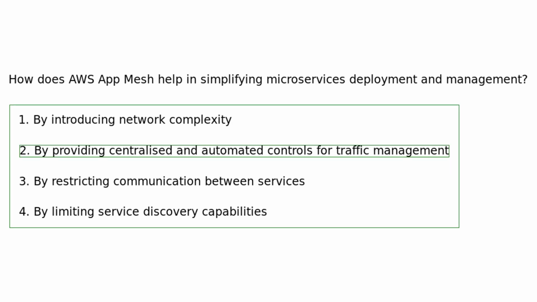AWS App Mesh helps in simplifying microservices deployment and management by providing centralized and automated controls for traffic management, reducing the manual efforts required for deployment and operation.